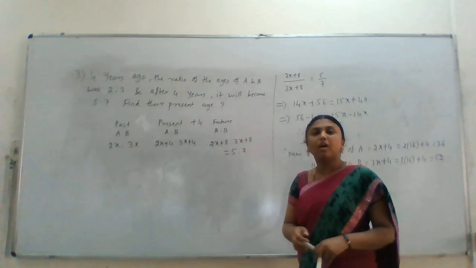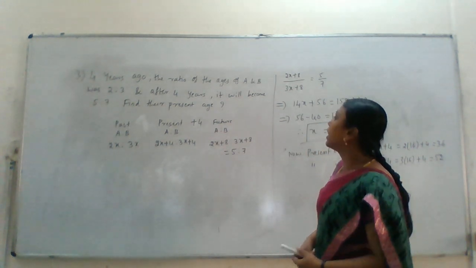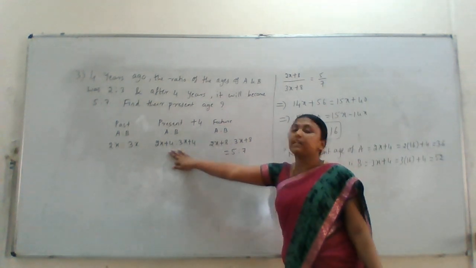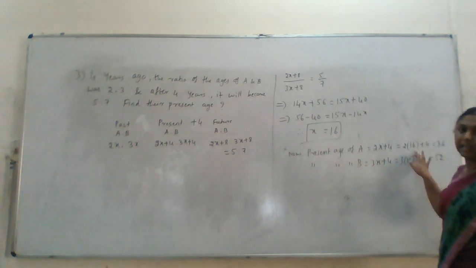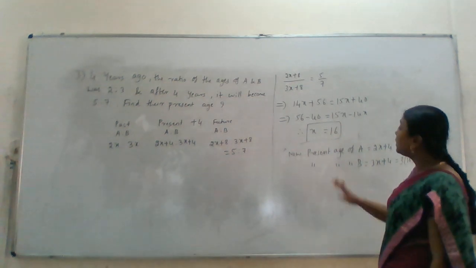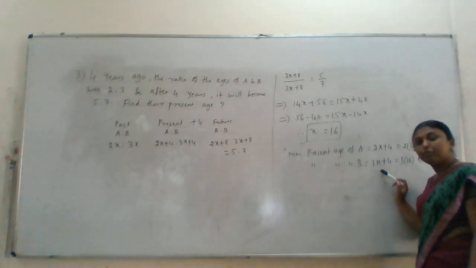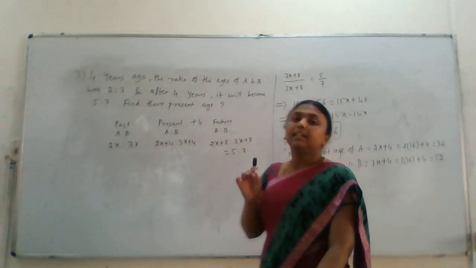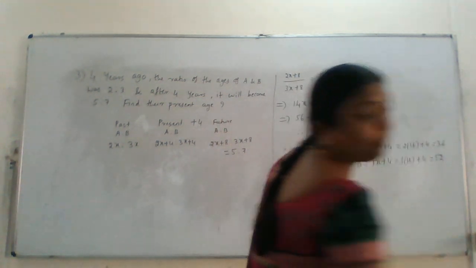Now your question is what? What are the present ages of A and B? Okay. So the present age of A is what? 2x plus 4. So substitute your x value, 2 into 16 is 32, plus 4, 36. Similarly, present age of B is 3x plus 4, 3 into 16 is 48, 48 plus 4 is 52. So your answer is what? 36 and 52. Okay, I'll take another problem.